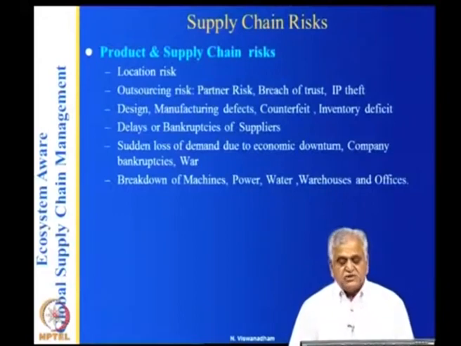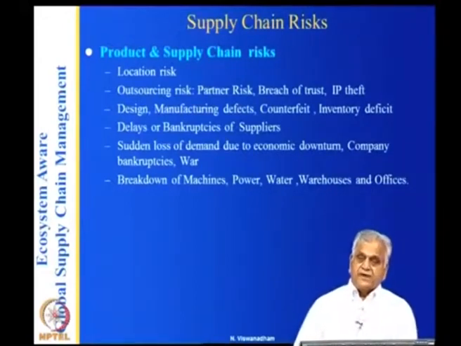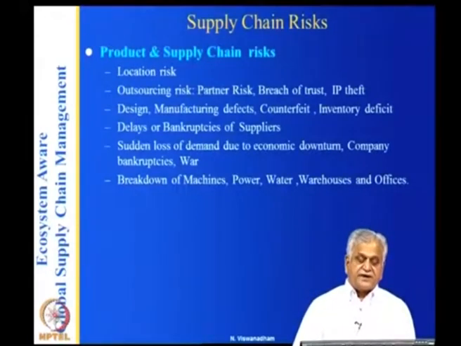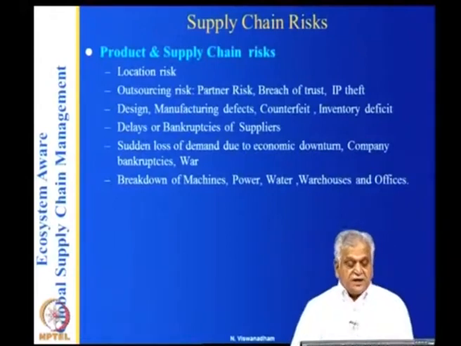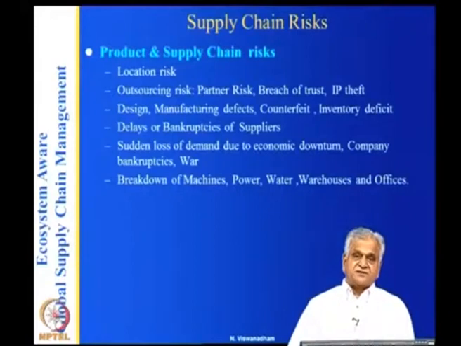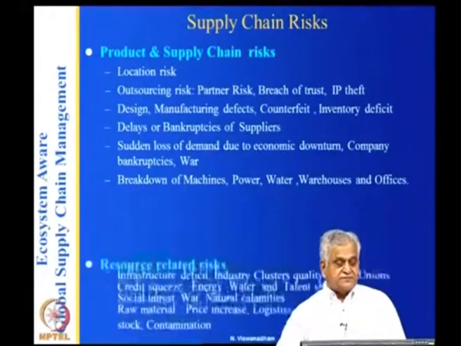Sudden loss of demand due to economic downturn, company bankruptcies, and war. When war or a downturn happens, there is a loss of demand because of credit squeeze. And breakdown of machines, power, water, warehouses, and offices. These are the kinds of things that can happen from the supply chain.